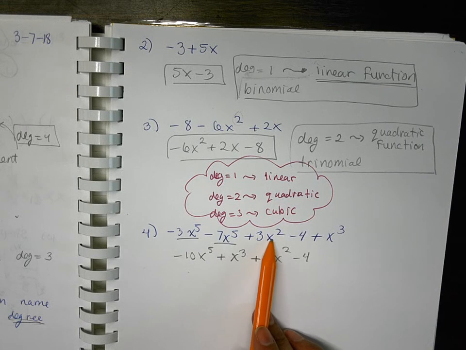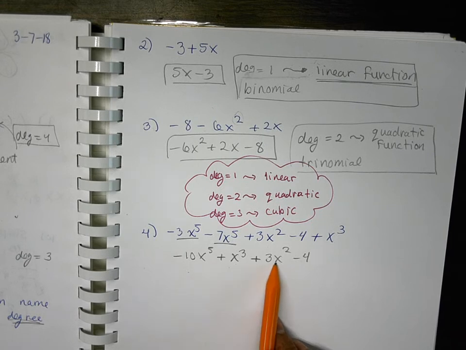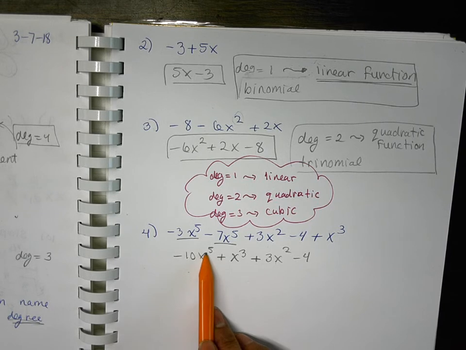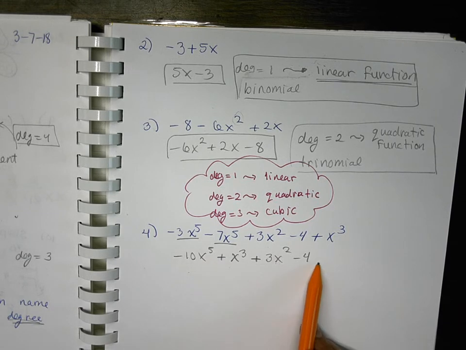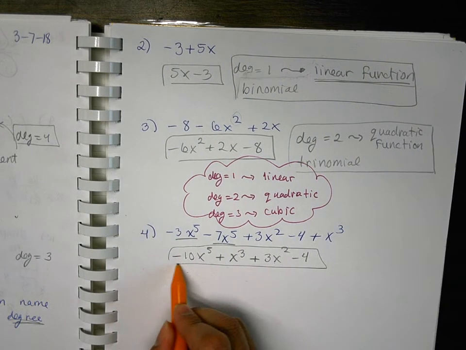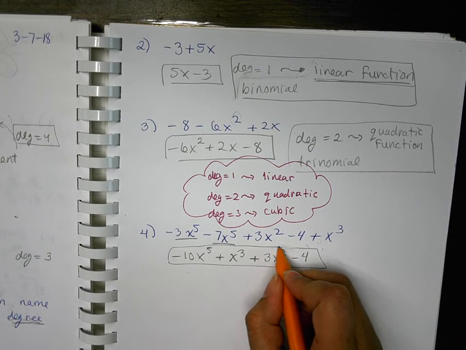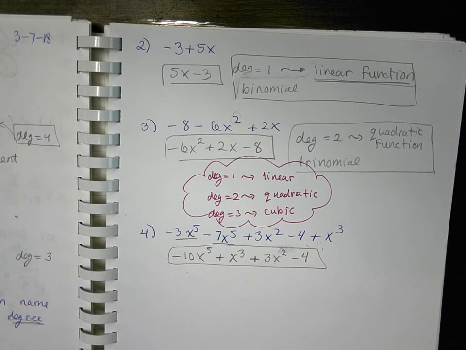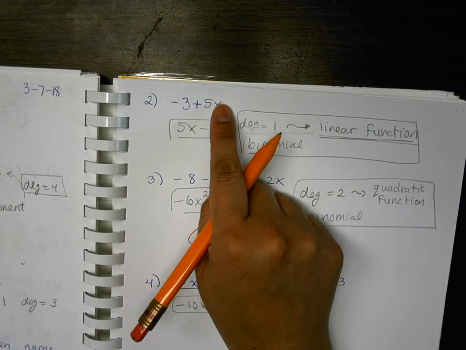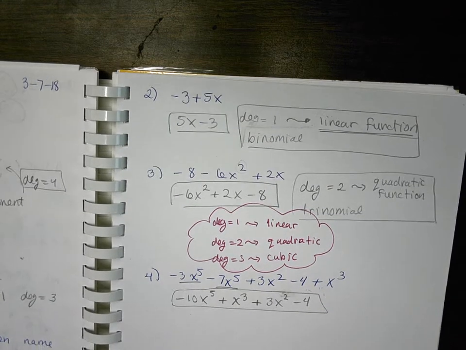No. Why did the x cubed go there? Because of the bigger exponent. You go in order from the exponents. So 5, 3, 2, no exponent. Biggest exponents first and then go down. Got it? If there is no exponent, like 5x minus 3, there is an exponent, it's 1. The constant always goes last.